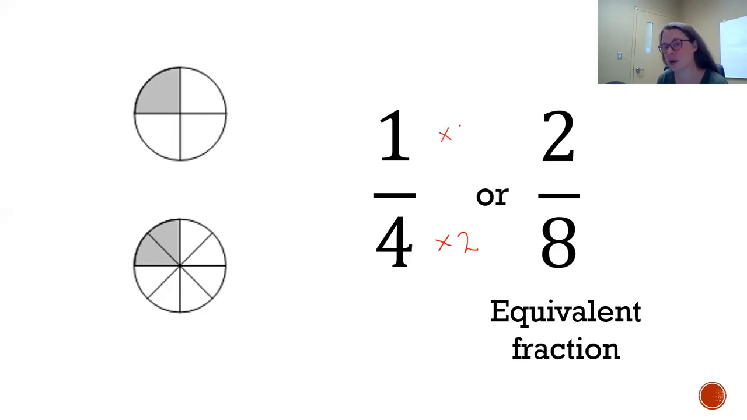Whatever we do to the bottom, we have to do to the top. Whatever we do to the numerator, we have to do to the denominator. So to create an equal fraction, if you're going larger, you're just going to multiply by the same number on the numerator and denominator, and that will give us an equivalent fraction. So simplifying fractions, creating equivalent fractions, both of those are essential skills when you're working with fractions.